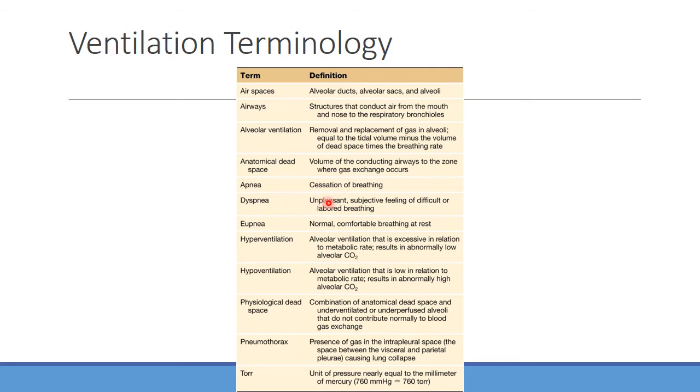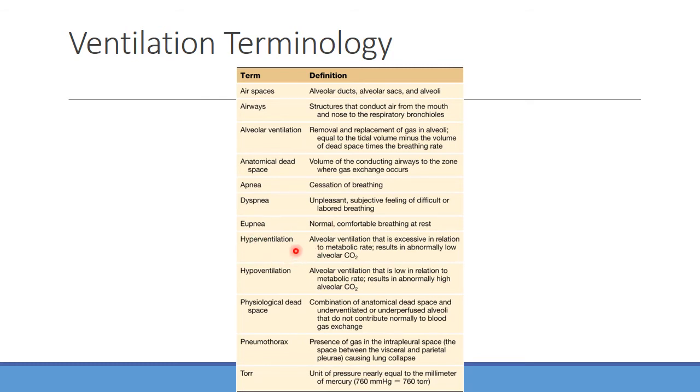Dyspnea is just going to be that kind of unpleasant or subjective feeling of labored breathing. So if you're not really able to ever catch your breath, it's a very uncomfortable feeling for patients. So we just term that as dyspnea. Eupnea, not a term I ever hear clinically very often, but that's just going to be normal, comfortable breathing at rest. So you guys are mostly eupneic right now. I don't see anyone hyperventilating.